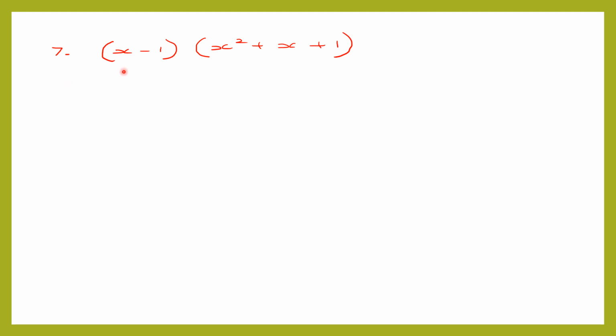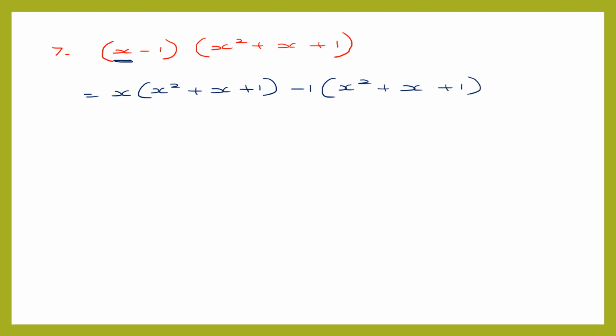Question 7. Here we have a binomial. We're going to multiply it with a trinomial. So what do we do here? We take the first term and multiply it with the whole of the trinomial. So that is x into x square plus x plus 1. Now we do the same thing with minus 1 here. We're going to take minus 1 and multiply with the whole of the next trinomial. So minus 1 into x square plus x plus 1.